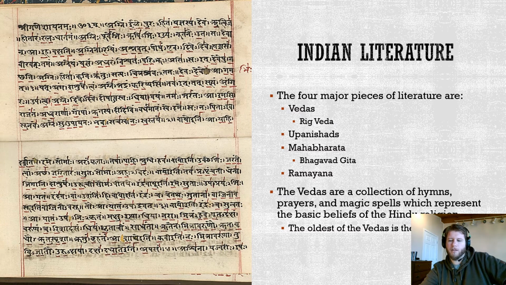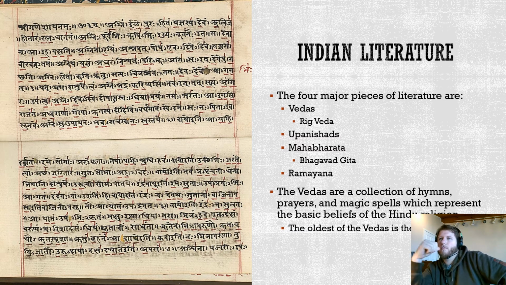As far as Indian literature goes, there's four main things which we're going to focus on. The Vedas, or the Vedic tradition, based on the Rig Veda being the oldest, is a collection of hymns and poems and prayers that are all related to Hinduism. You have the Upanishads, which are seen more as a commentary or an explanation. It's framed as a discussion.